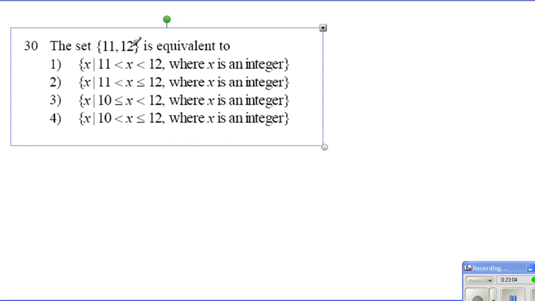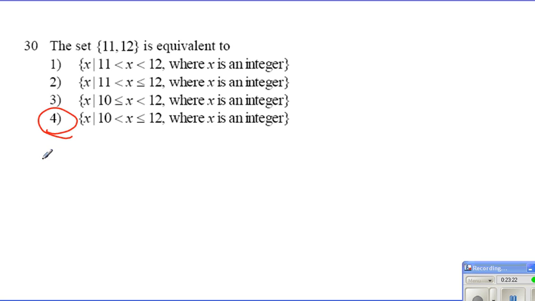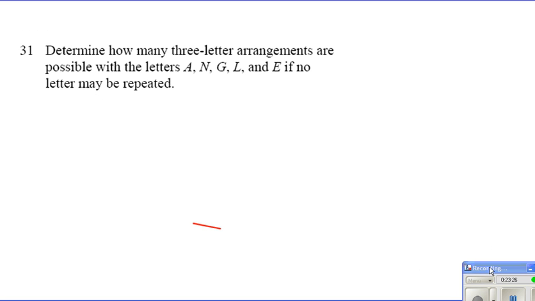Now, in order for us to contain 11 and 12, it cannot be greater than 11 because you have to include that. That means maybe number 3 or number 4, but is 10 part of the set? No, so therefore we cannot have an equal sign here, which gives us choice number 4.